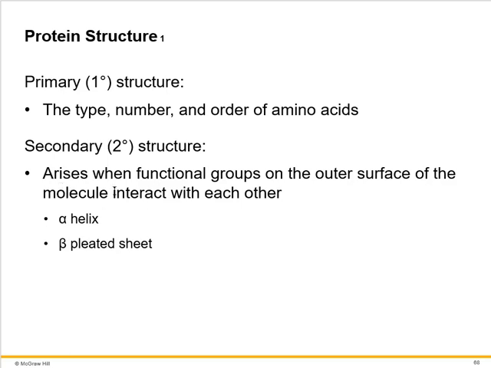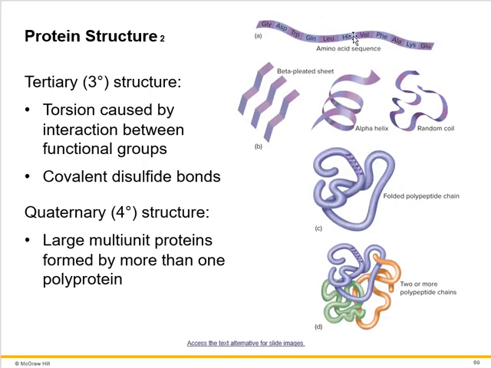When you have the hydrogen bonds being formed and functional groups on the outer surface of the molecule interacting, then you have the alpha helix and the beta pleated sheet. And so that's a secondary structure. So you're just a list of amino acids, that's a primary structure of proteins. When you get the hydrogen bonds forming, then that's a pleated sheet or an alpha helix or a random coil. Those are all secondary structures.